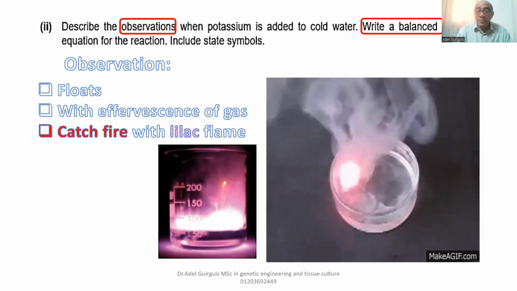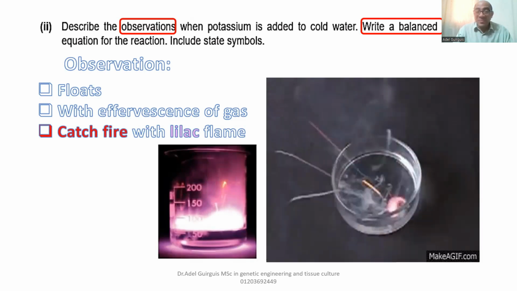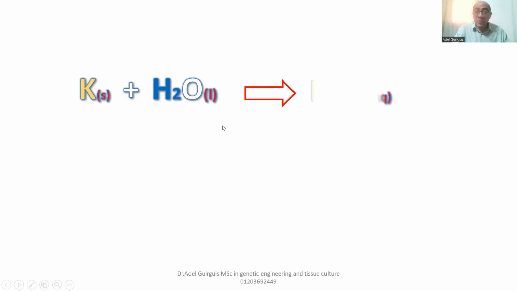Okay, this is the observation. What about the chemical equation? Include state symbols. Potassium as a solid piece. A small piece of potassium is added to cold water. Here, the state symbol S for solid, L for liquid water. Here, it reacts to get potassium hydroxide, KOH, which is ionized, plus H2 gas. These state symbols are mentioned in the equation.